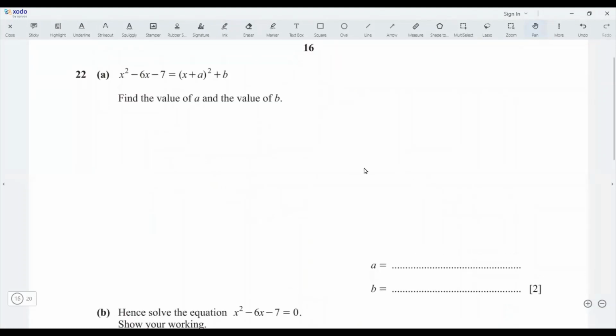In the next question, we have to simplify our answers in terms of a whole squared expression, x plus a whole squared plus b, and we have to just write down the values of a and b. It is worth 2 marks. If you write down the values of a and b correctly, you will get full marks. In the standard form of the quadratic equation, the very first term's coefficient is 1. So I'm just quickly telling you how to do it in just 2 steps.